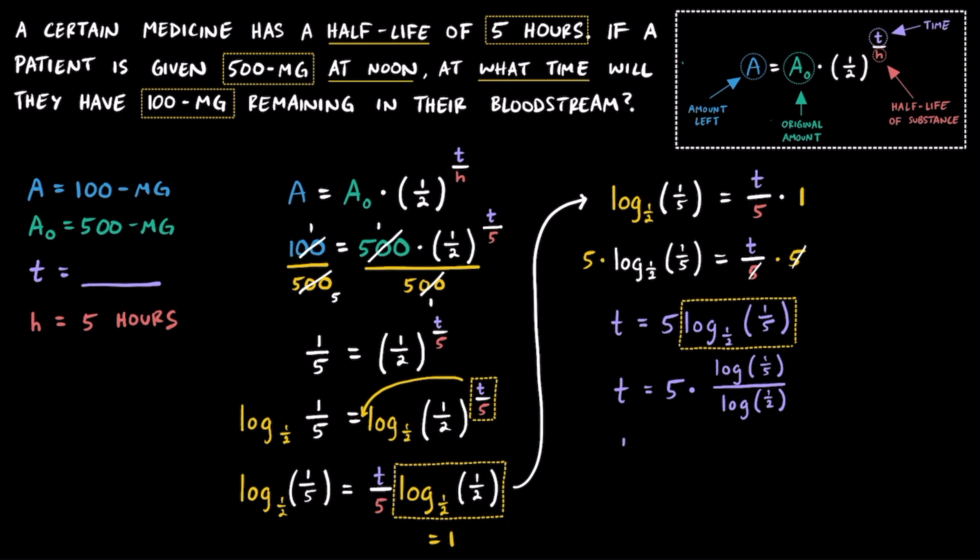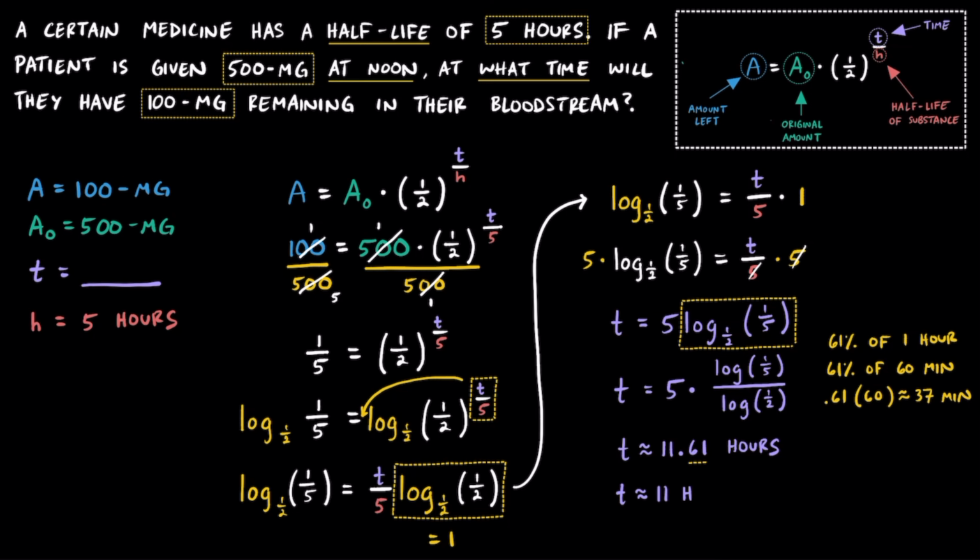Plugging this into a calculator, we find out that T is approximately 11.61 hours. To understand this 0.61 hours, or 61/100ths of an hour, keep in mind that that's about 61% of an hour, or 61% of 60 minutes, which is essentially about 37 minutes. In terms of hours and minutes, T is approximately 11 hours and 37 minutes.